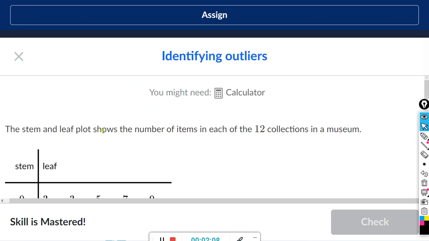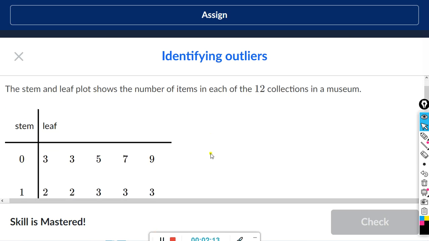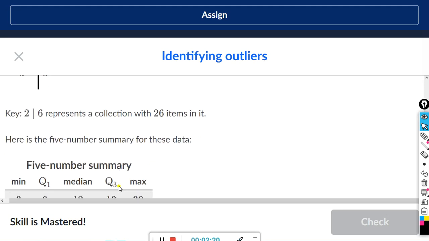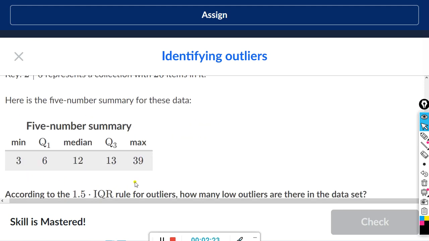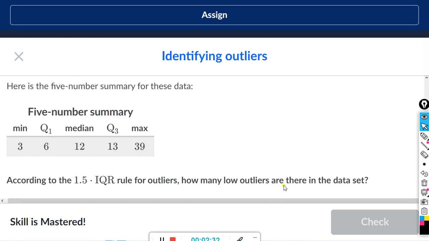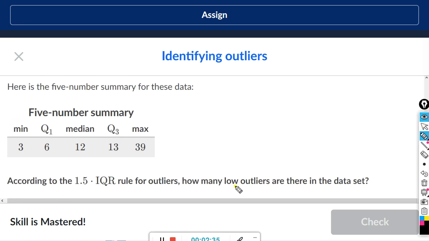Here we have a stem and leaf plot that shows the number of items in each of the 12 collections in a museum. 2 | 6 is 26 items, and they give us the 5-number summary: the min, the max, the median, Q1 and Q3. According to the rule for outliers, how many low outliers are there in the data set? We are just looking for the low outliers.